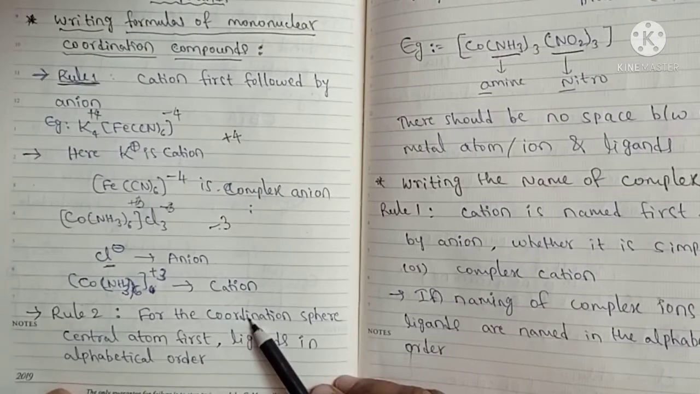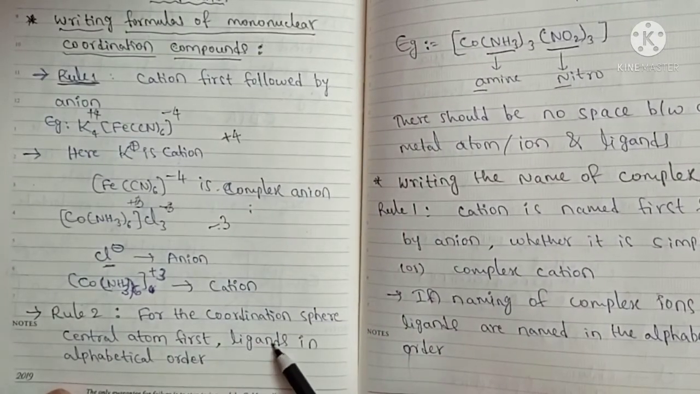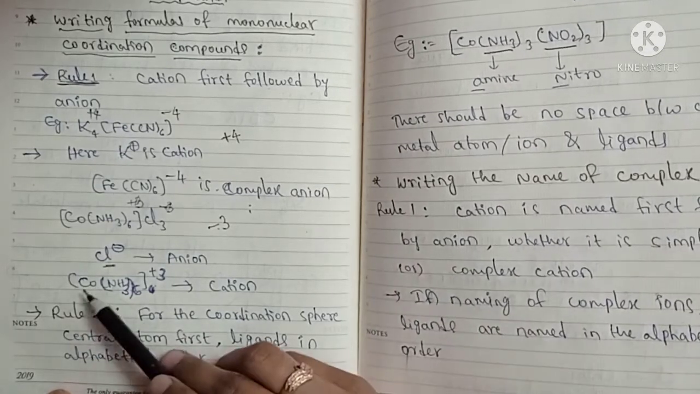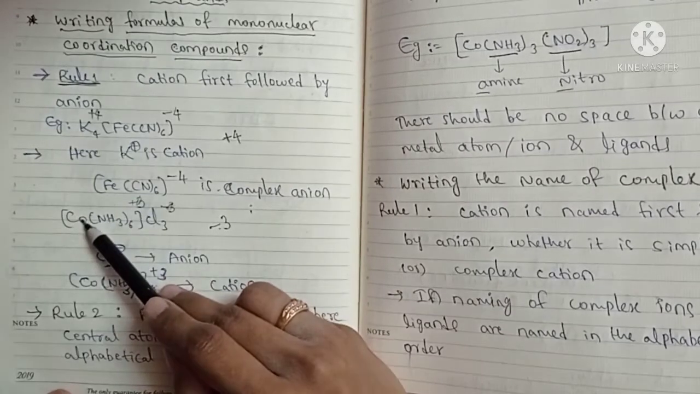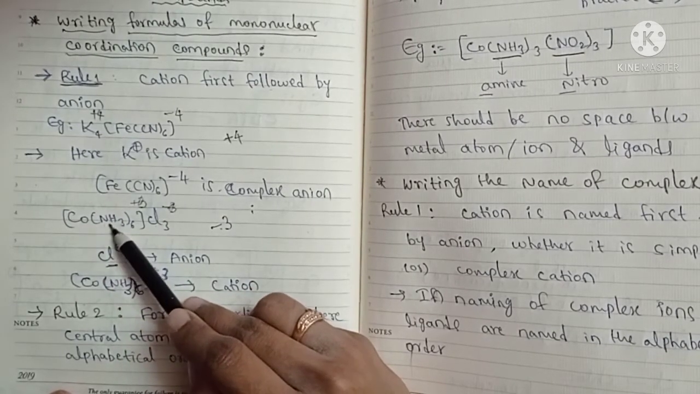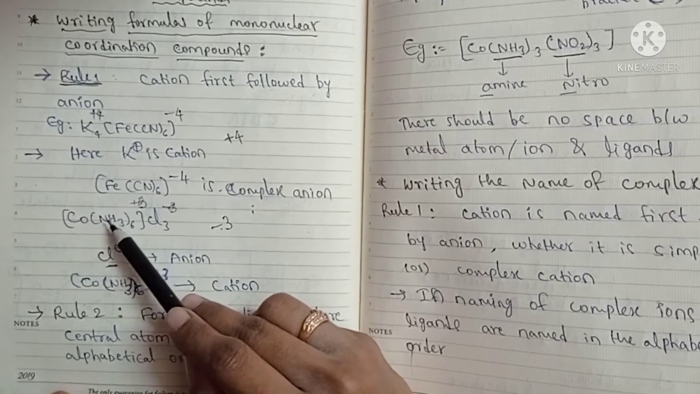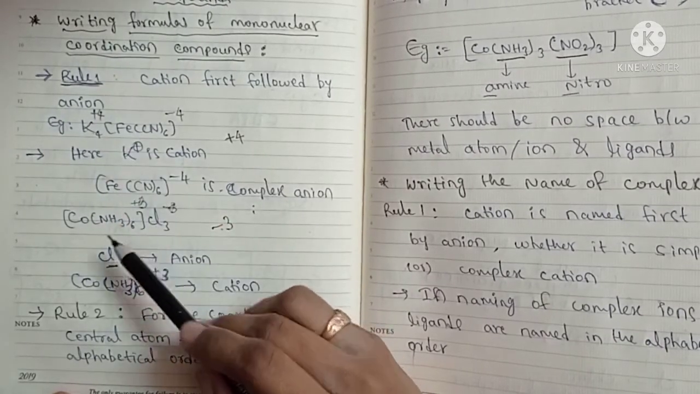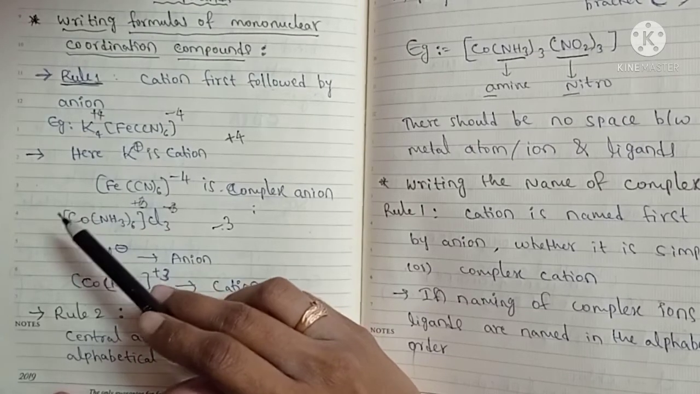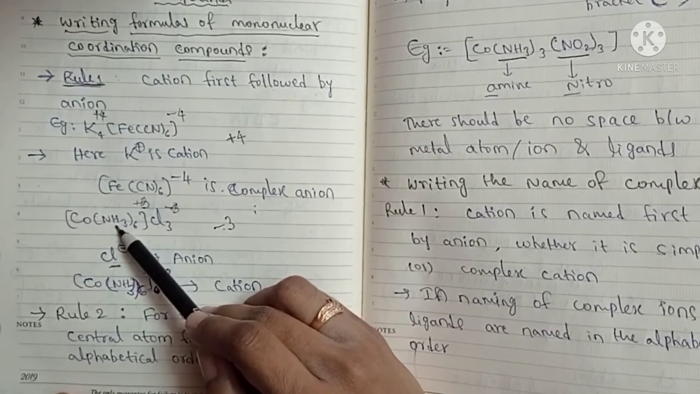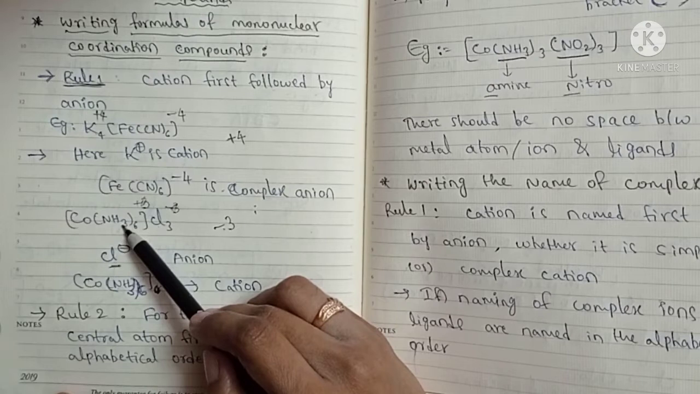Next, the second rule. For the coordination sphere, the central atom is written first, then the ligands in alphabetical order. In writing the coordination sphere, we first write the central metal atom, followed by the ligands, and these ligands are written in alphabetical order. So in the formula, first we mention the cation, then the anion. If the cation is a complex cation, we write the metal first, then the ligands, which should be in alphabetical order.